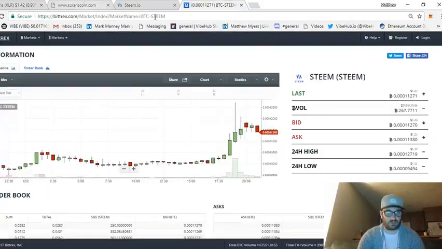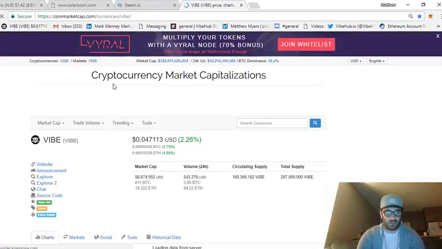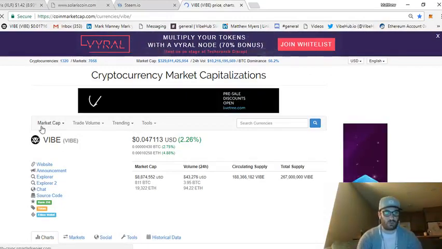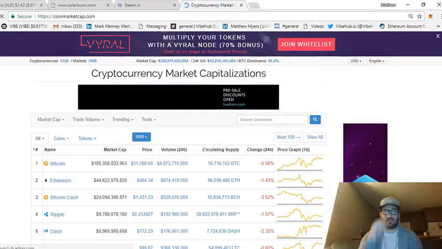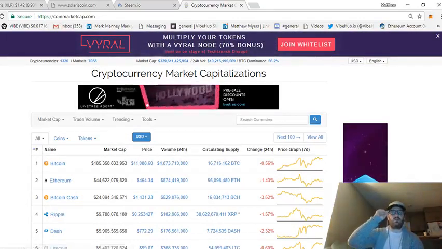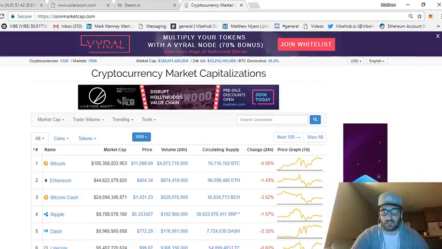So CoinMarketCap is going to be your necessary portal for researching coins and looking at prices, looking at charts, how to get to a coin's website, how to get to a coin's social medias, everything like that.